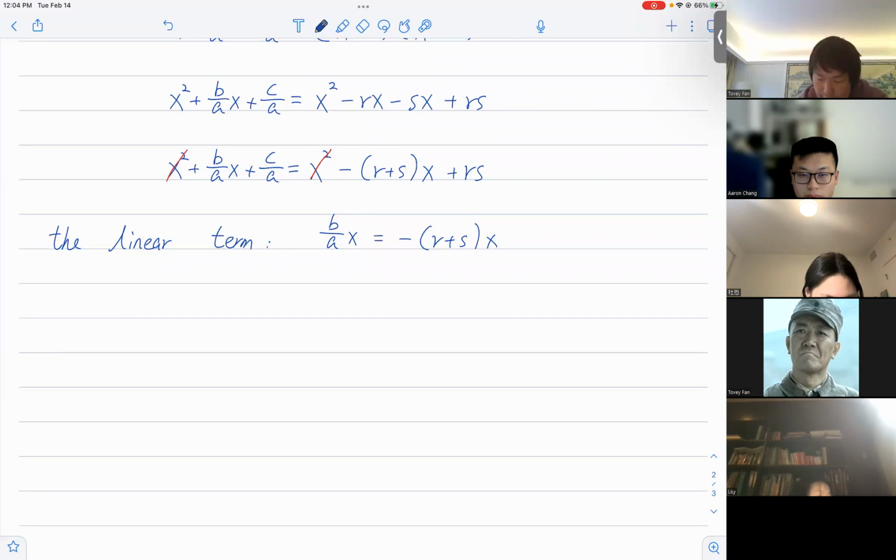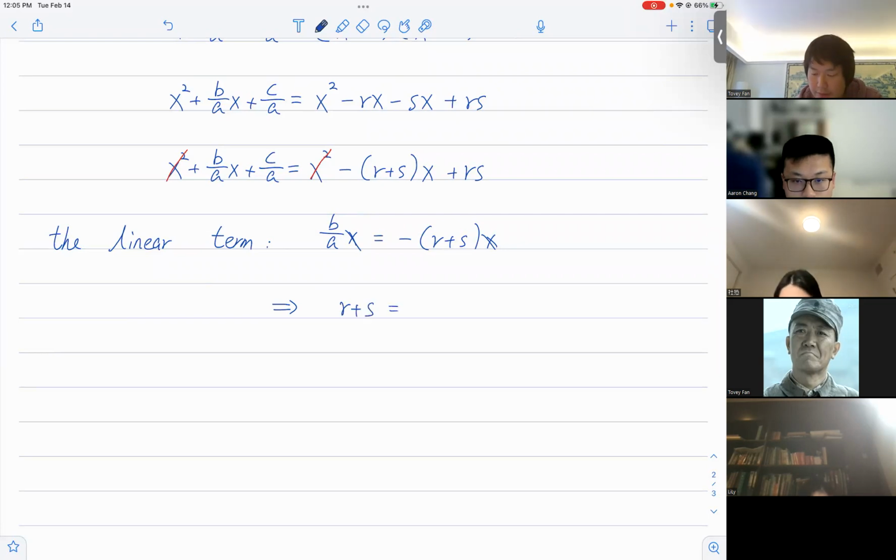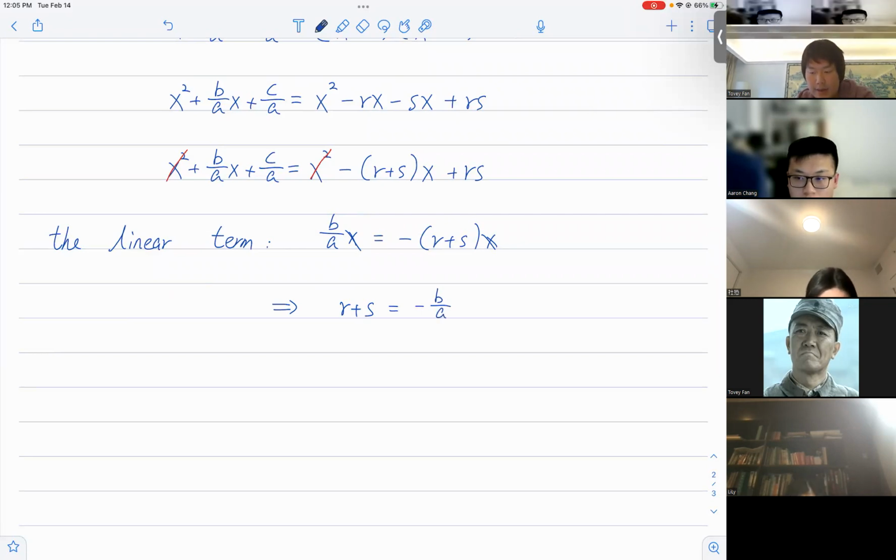If that makes sense, then here comes our conclusion. So we can actually cancel out the x, right? And then eventually we have r plus s, which is the sum of roots, equals, we move the negative sign to the other side, negative b over a. And that's it, right? The sum of roots equals negative b over a. Does that make sense to you guys, Aaron, Lily?